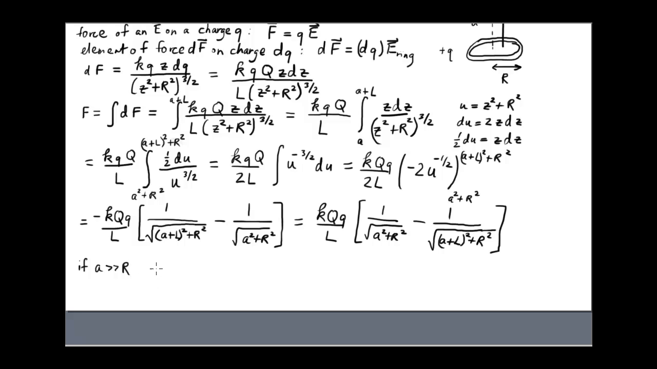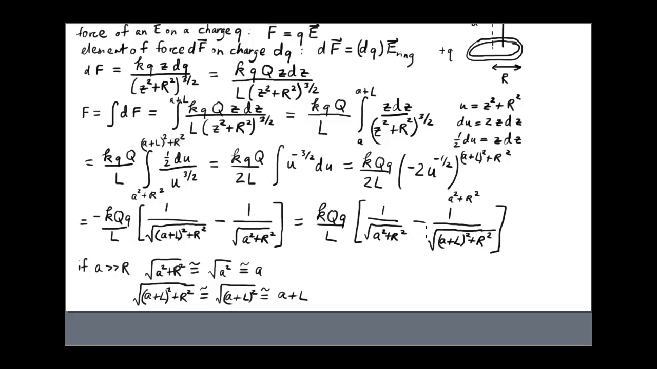If A is much, much greater than R, that's what the double inequality sign means, then the square root of A squared plus R squared is essentially the same as just the square root of A squared, or just A, right? And likewise, the other square root term, the square root of A plus L squared plus R squared, if A is so big that we can neglect the R that's in that term, that becomes the same as the square root of A plus L quantity squared. The square root of that is just A plus L. See, these are approximations, of course, but that's what we want.